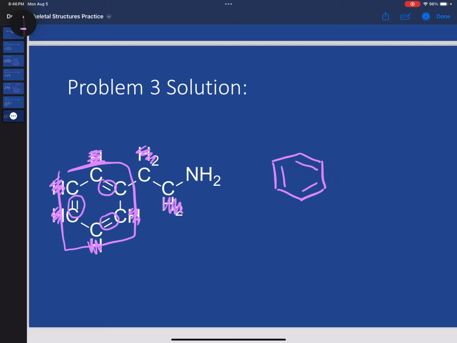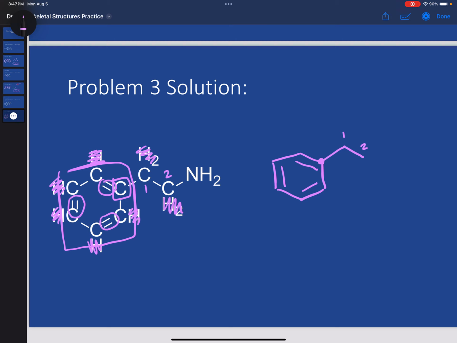We have the ring portion of our structure done, but I can see that we still have 2 carbons coming off the benzene ring. So I'm going to draw 2 carbons right here. Make sure that you do not include the carbon of the benzene ring. That would be this carbon right here. So just make sure that you don't miss carbons. It's very easy to do, so just be careful.